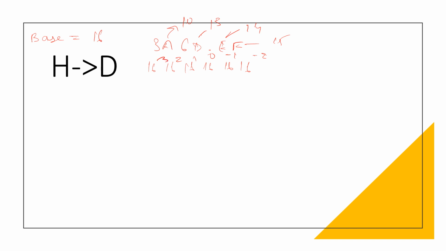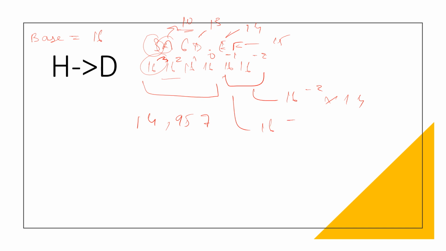Right? So now on solving these, we'll multiply 3 with 16 to the power 3 and A, that is nothing but 10, 10 into 16 to the power 2. So over here we'll get the value of around 14,957, right? And now if we solve the decimal value the same way, 16 to the power minus 2 into 14, and then we have 16 to the power minus 1 into 15. I'm sorry, this is 15, it's 14, right?